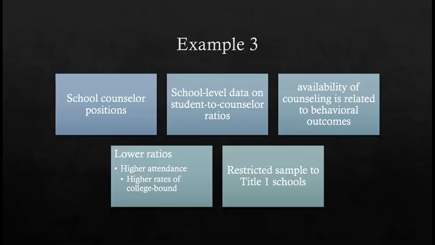In example 3, state education agency administrators consider providing additional funding for school counselor positions. They examine school-level data on student-to-counselor ratios and find considerable variation across the state. The administrators want to determine how the availability of counselors is related to student behavioral outcomes. They find that schools with lower student-to-counselor ratios have higher rates of attendance and college-bound students. Even when they restrict their sample to Title I schools, these relationships persist.